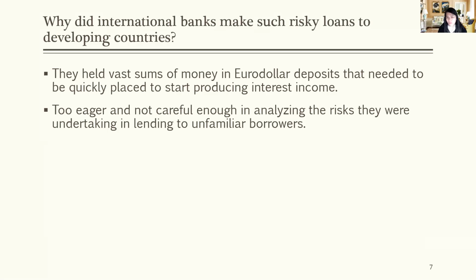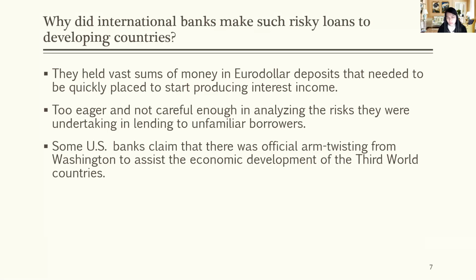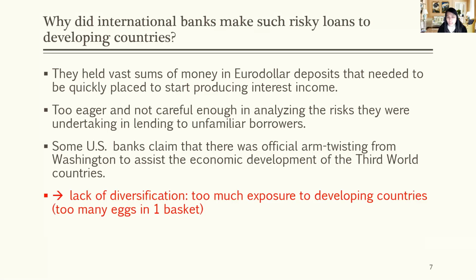So as a result of this pressure to earn income, they start to lower the lending standards, and they start to take more risk. Okay, so as you take more risk, you've got more expected returns. Some people claim that they were forced to lend to the Latin American countries. So the key lesson here was that there was a lack of diversification, because they were lending too much to a very risky segment of the market, okay?